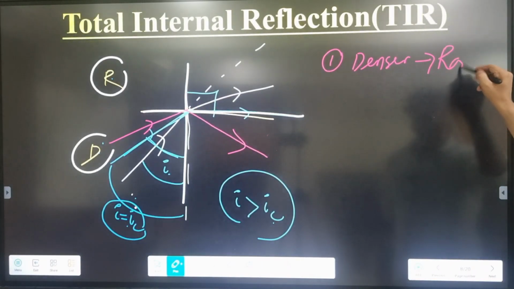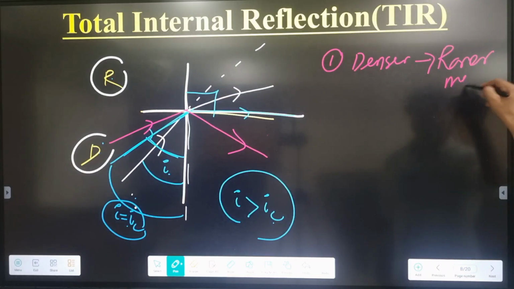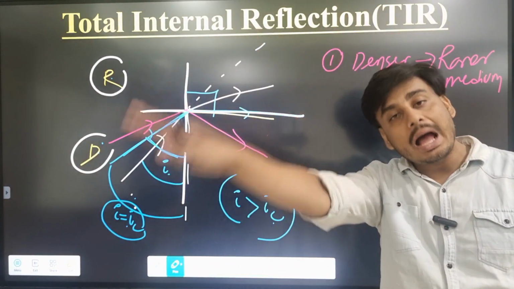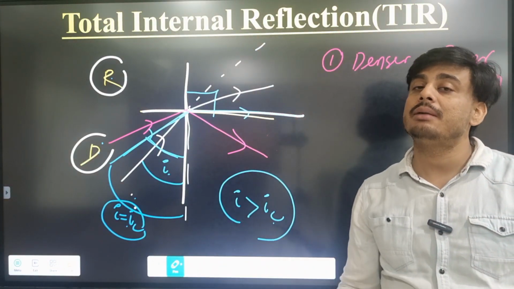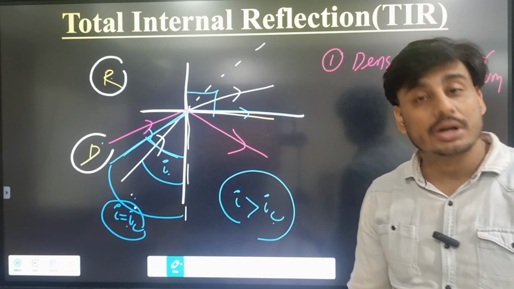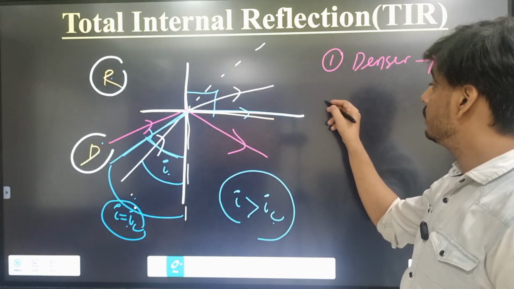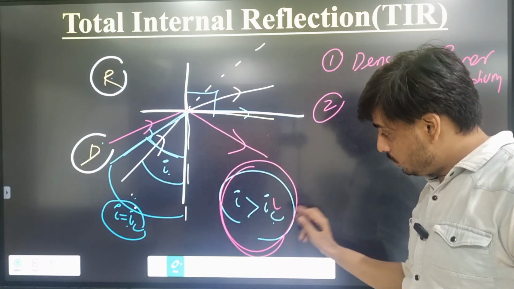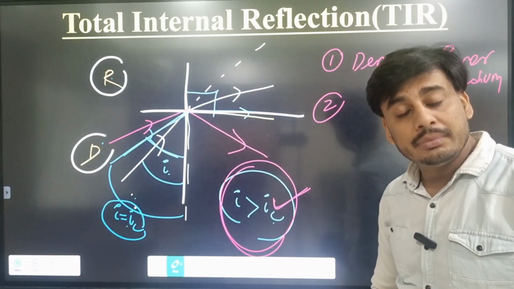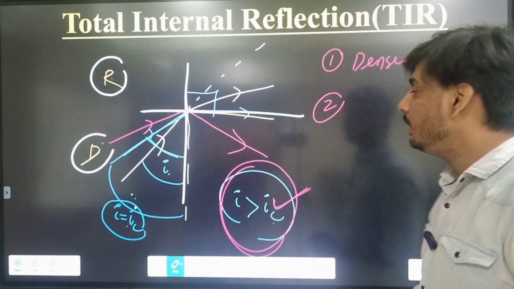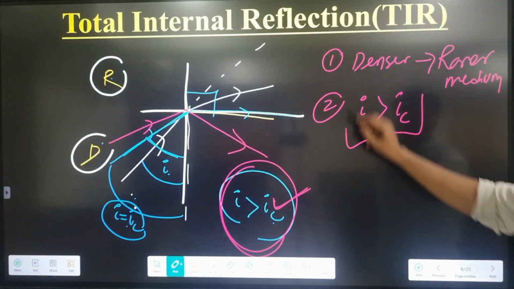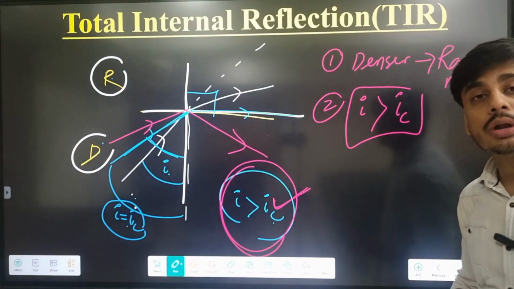to rarer medium, because whenever light travels from optically denser to rarer, it will bend away from the normal. But when a ray of light travels from rarer to denser, it will bend towards the normal. So this is the first condition. The second condition is the critical angle. If we know the critical angle for that pair of media, then the angle of incidence must be greater than the critical angle. These two are the conditions for total internal reflection.